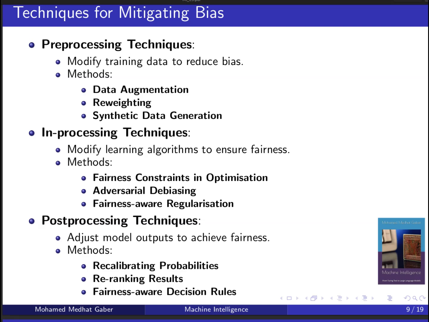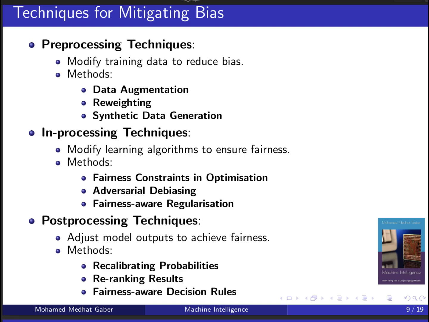Post-processing techniques are applied after the model has been trained. These methods adjust the model's outputs to achieve fairness without altering the internal mechanics of the model itself. Recalibrating probabilities modifies the predicted probabilities to ensure that the distribution of outcomes aligns with fairness criteria. Re-ranking results rearranges the outputs to balance representation, which is particularly useful in recommendation systems. Fairness-aware decision rules set thresholds that vary by group to equalize error rates or positive outcome rates across different demographics.